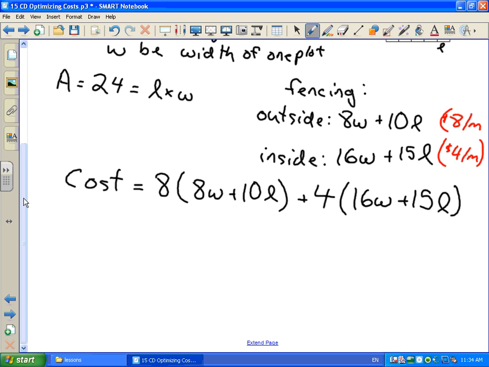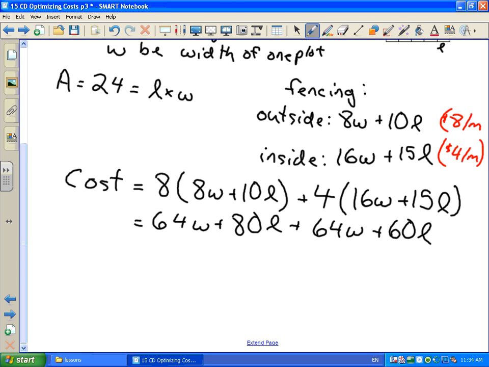So now we have our cost function. Let's simplify this a little bit. So 64W plus 80L plus, let's see, 4 times 16 is 64W plus 60L. And let's collect our like terms here. 64 and 64 gives us 128 widths. 80 plus 60 gives us 140 L. And instead of cost, I'll just write C here and C here.